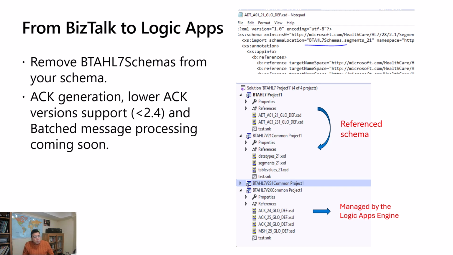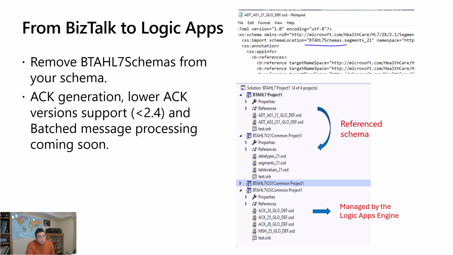There is support for Z, the custom segments starting with Z for customer-specific data. BizTalk supports Z segments out of the box, while Logic Apps requires manual schema modification to include them. Full out-of-the-box support for separate Z schemas is not yet available, but we will work on it as we continue receiving feedback on the feature.